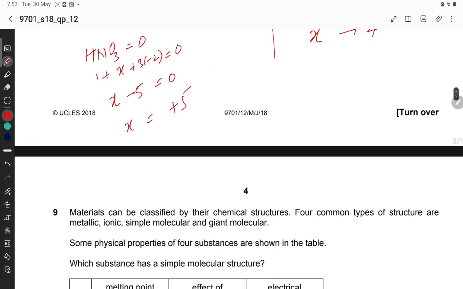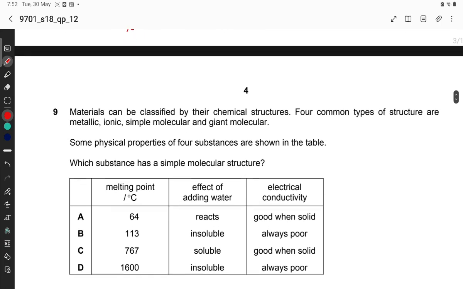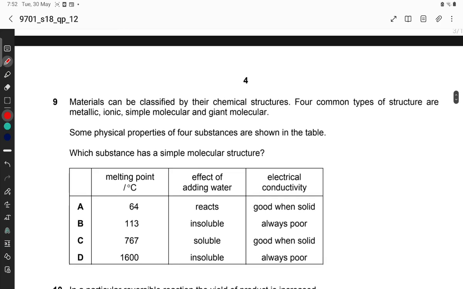Question number 9. Materials can be classified by their chemical structure. Four common types of structure are metallic, ionic, simple molecular and giant molecular. Some physical properties of four substances are shown in the table. Which substance has a simple molecular structure?